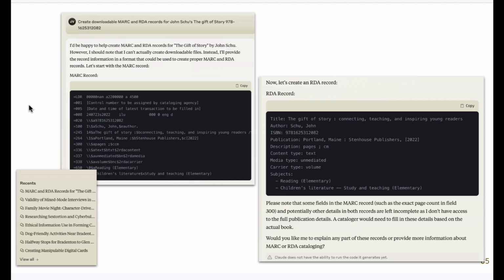Did the same thing in Claude and got MARC and RDA records for John Shu's The Gift of Story. And for those of you who are catalogers, you can tell me whether or not these were adequate.